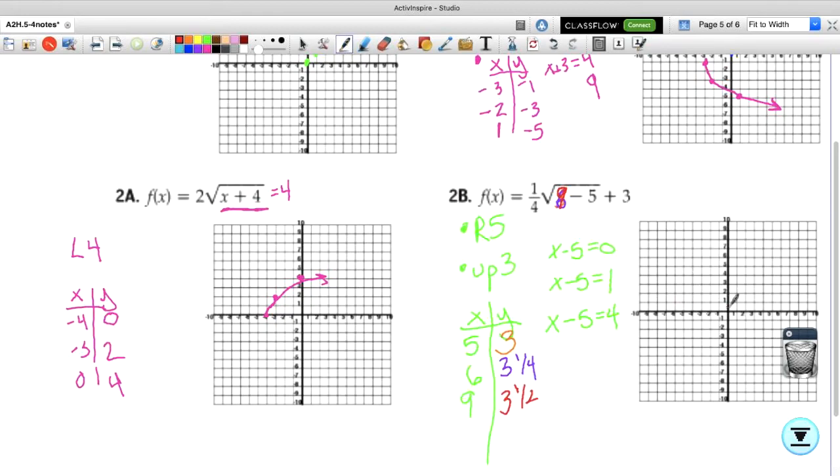So it's going to start at 5, 3. So over 5, up 3. I'm going to go over 6, up 3 1/4. And then I'm going to go over to 9 and up 3 1/2. So you can see this is very, very flat now. And it'd have a little arrow coming out this way.